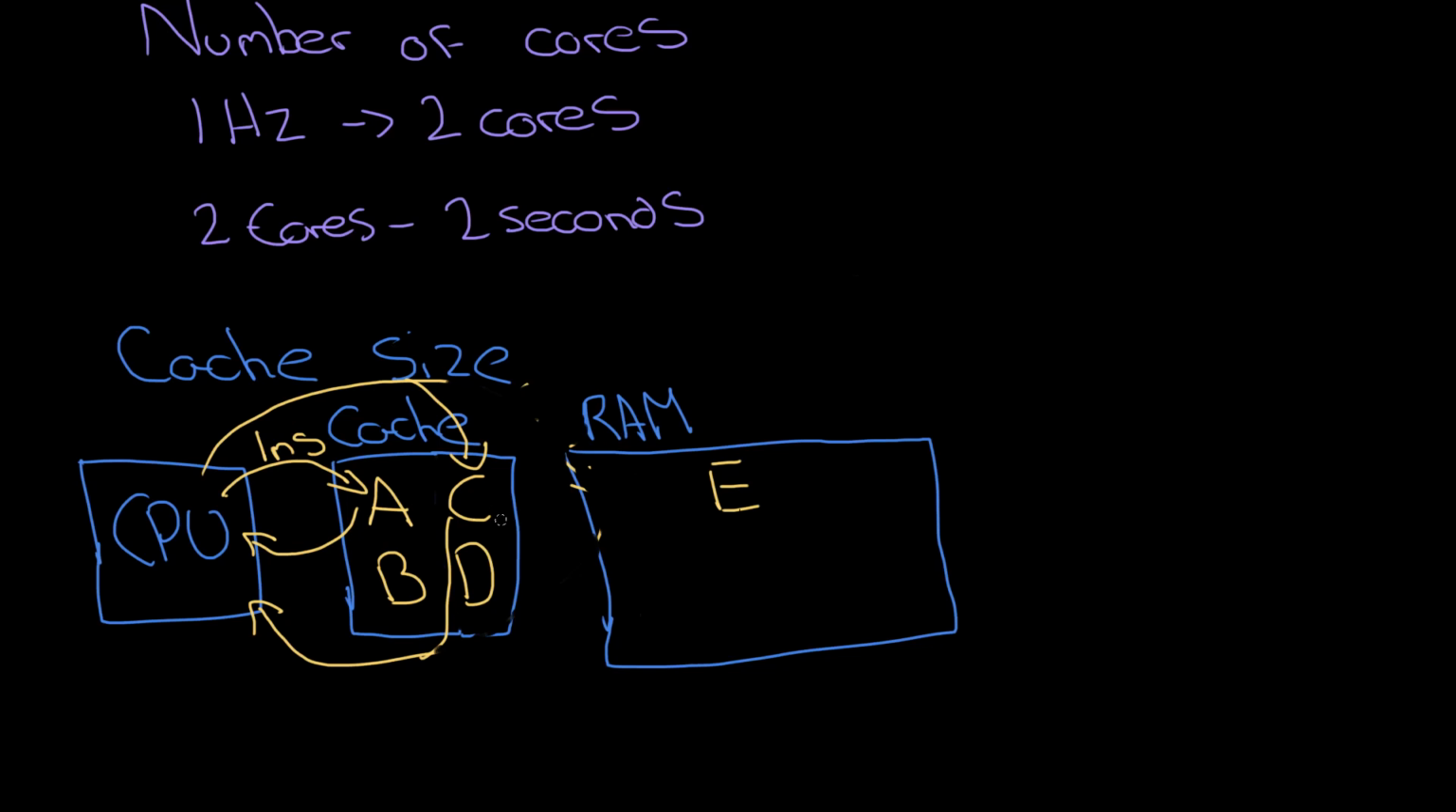So they're the 3 things that can improve your processor performance. You've got clock speed, number of cores and cache size.